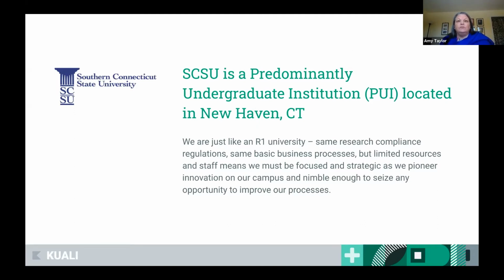And what's really crucial is we have to be nimble enough to seize any opportunity we can to improve our processes. So when I had the opportunity to bring the Build as an innovation to my campus, I would like to say I moved heaven and earth to make it happen, but I really had to jump tall buildings with a single bound in order to get it implemented and to get it started very, very quickly, which I don't think happens in larger institutions as much as it does in a smaller institution.